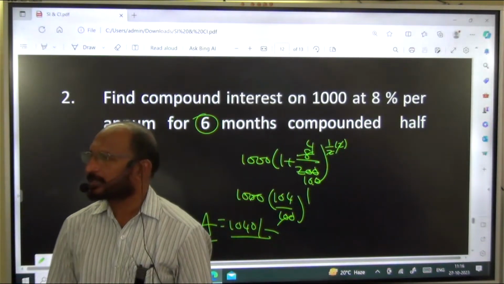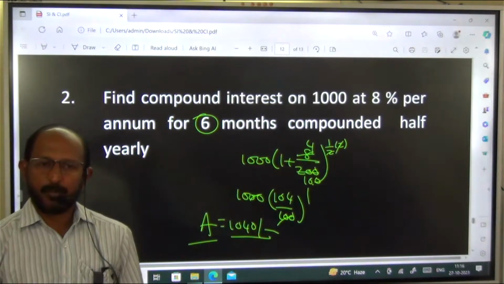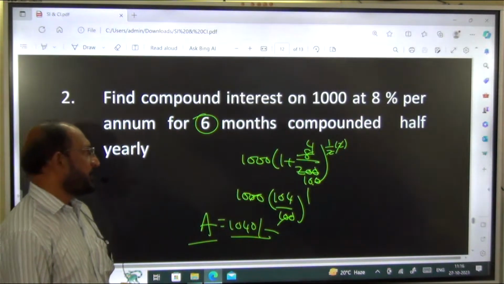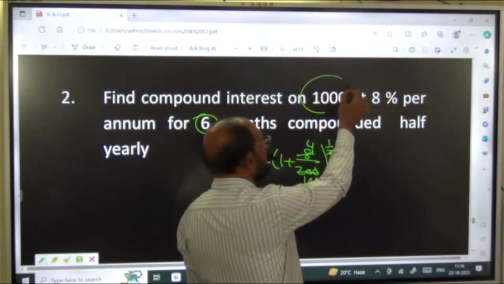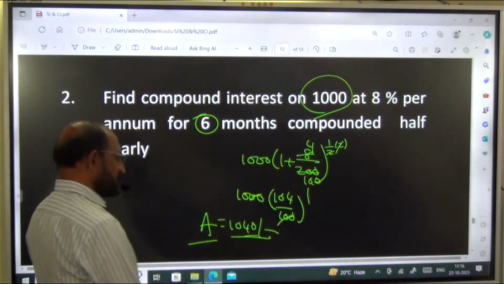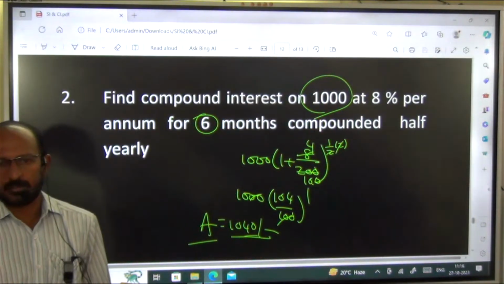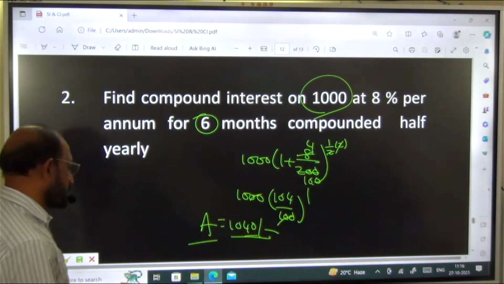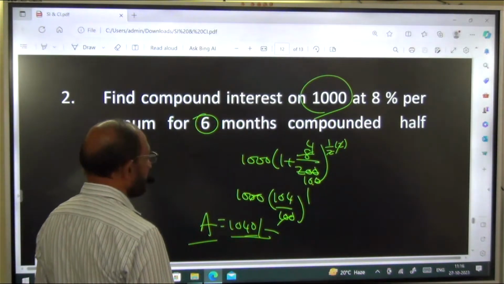Compound amount is 1040. Sorry, 40 rupees is the compound interest. 1000 rupees is there, and 40 rupees is the interest for 8%, calculated half yearly. Okay.